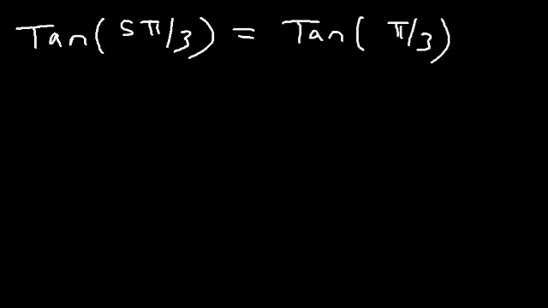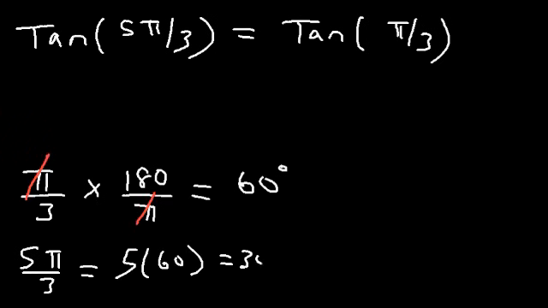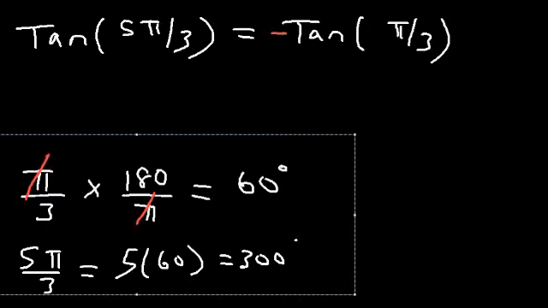Now what is the angle measure of pi over 3 in degrees? So let's multiply by 180 over pi. So the pi's cancel. 180 divided by 3 is 60. So pi over 3 is equal to 60 degrees, which means that 5 pi over 3 is 5 times 60, or 300 degrees. Tangent is positive in quadrant 1, but in quadrant 4, tangent is negative. Tangent is basically y over x. The y part of tangent is negative in quadrant 4, but x is positive. So tan 5 pi over 3 is equal to negative tan pi over 3. So make sure you add that sign.